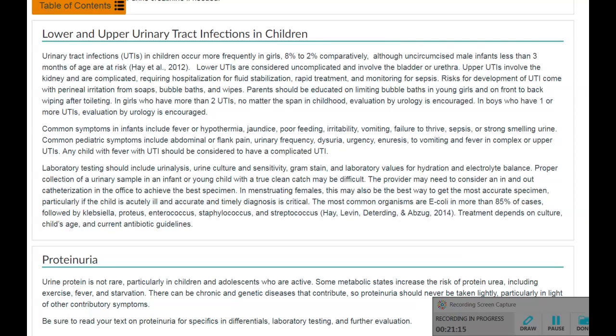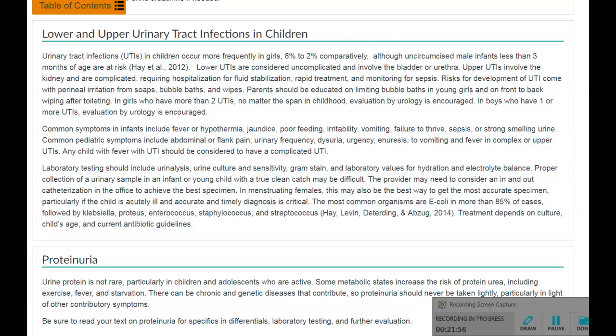Common symptoms in infants of UTIs include fever or hypothermia, jaundice, poor feeding, irritability, vomiting, failure to thrive, sepsis, or strong-smelling urine. Common pediatric UTI symptoms include abdominal or flank pain, urinary frequency, dysuria, urgency, and enuresis, vomiting, and fever in complex or upper UTIs. Any child with fever and UTI should be considered to have a complicated UTI.